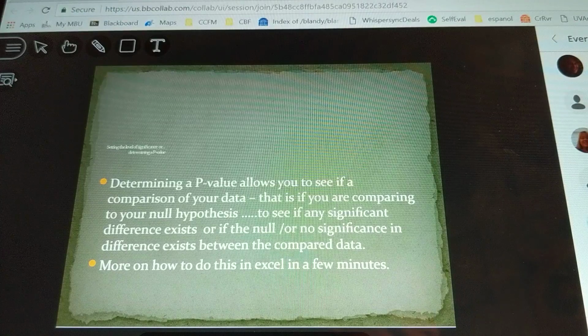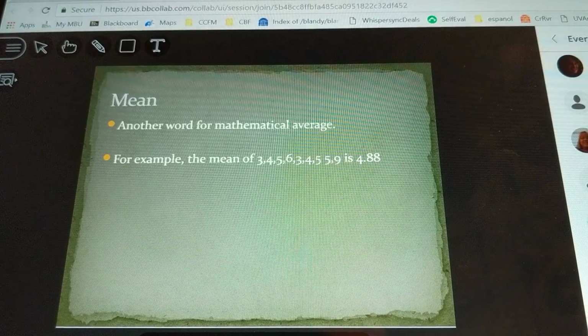All right, determining a p-value allows you to see if, when comparing your data to your null hypothesis, there is any significant difference, or if null or no significance and difference exists between the data that you're comparing. All right, and we're going to do this in Excel in just a minute.